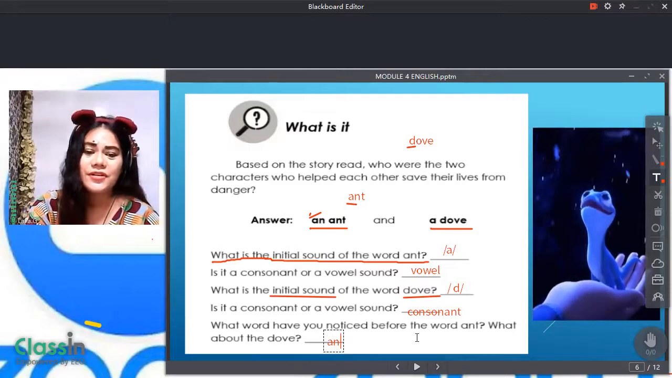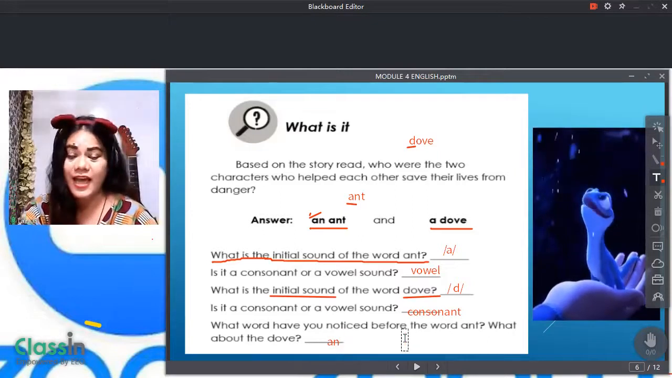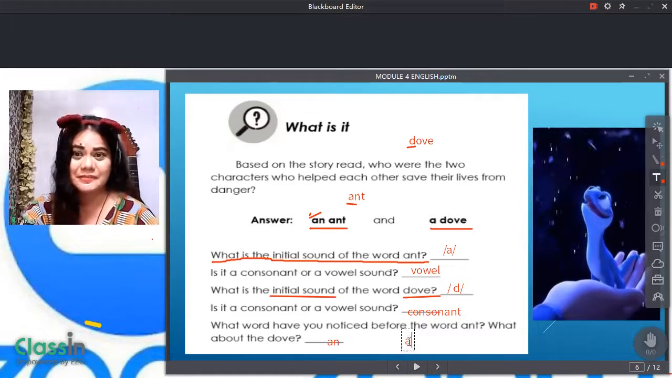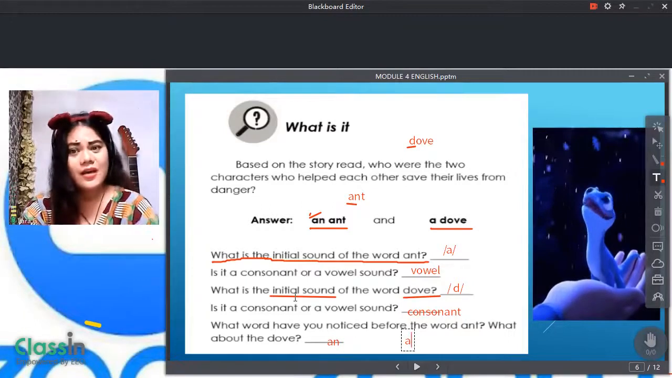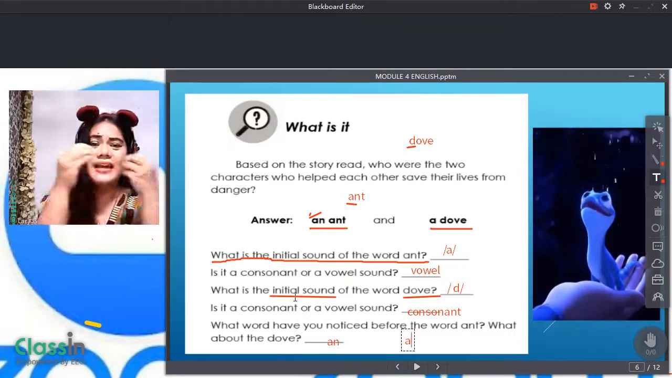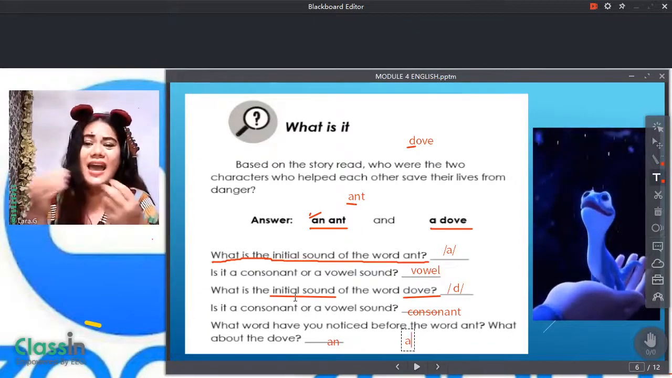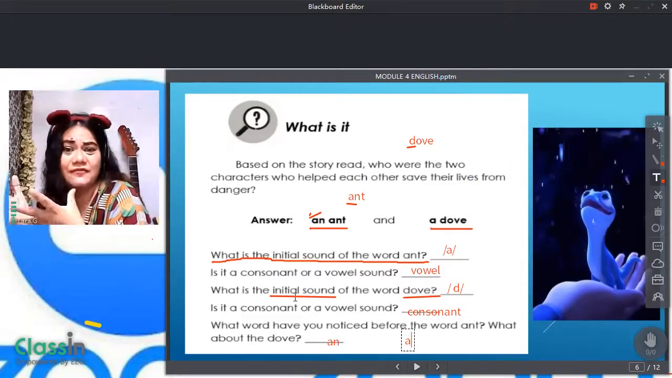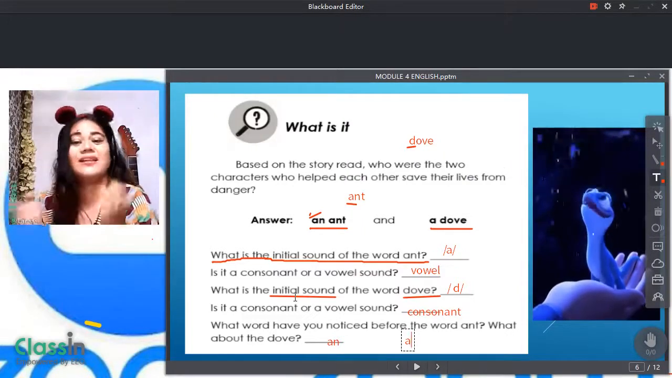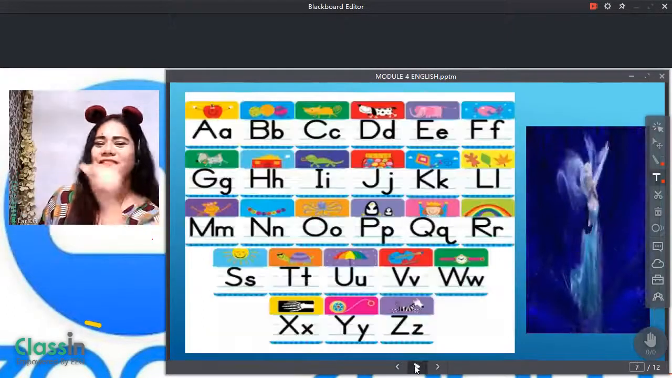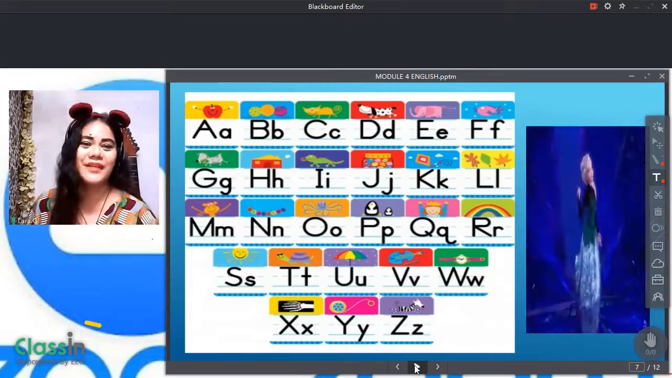And before the word dove, we put a. And before ant, an. Maybe you are wondering, why do we use an before the word ant? Why not say a ant, a dove? Why do we have to use an for ant? Well, let's find out why. But before that, let us see.